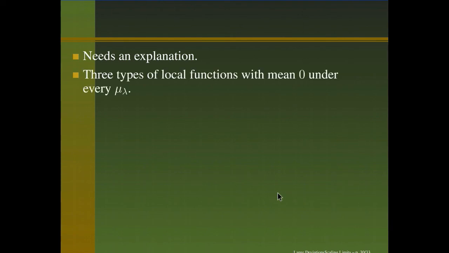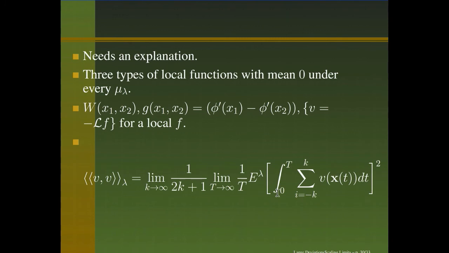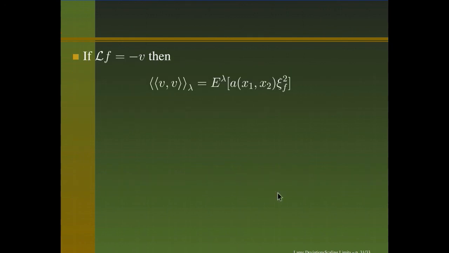There are 3 types of local functions with mean 0 and every mu lambda. There are W, there are function G, which is phi prime of x1 minus phi prime of x2, and there are things in the form LF. And you can try to define for all of these things the central limit theorem variance space-time computed as we did before. And we saw that if LF is minus V, this variance is just the norm square of psi f.